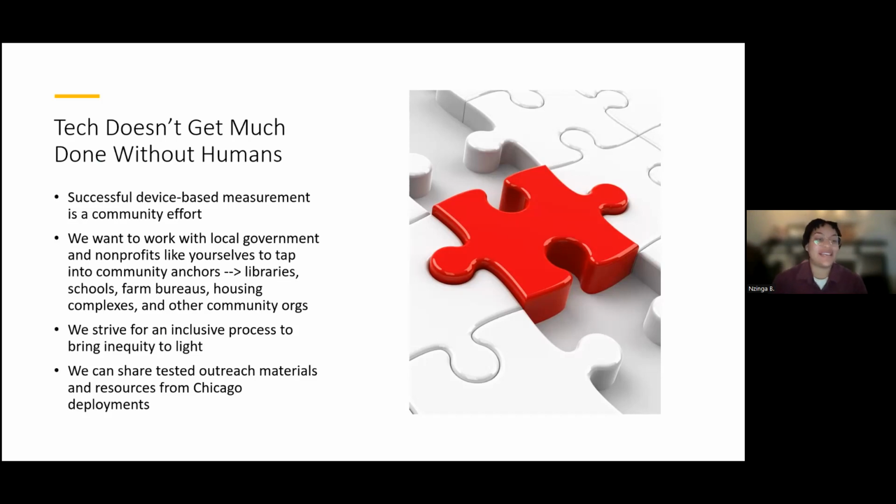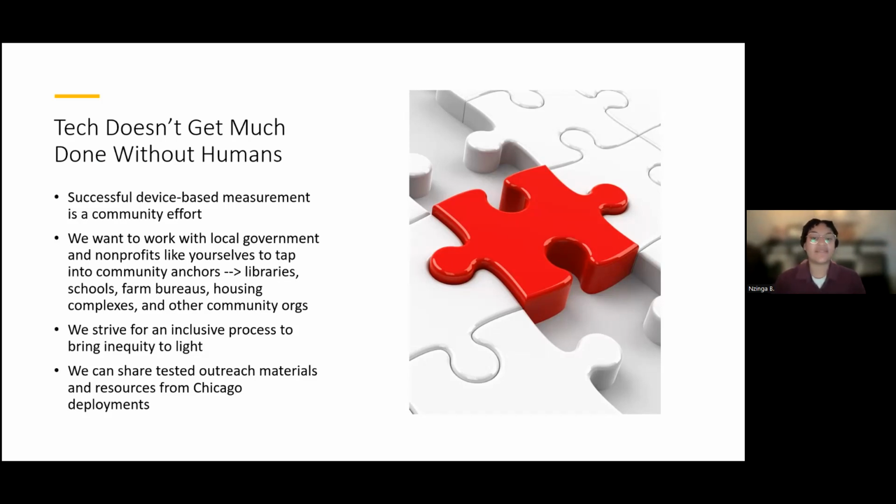So with all this being said, like Mark said, there's still the fact that tech doesn't get much done without human beings. This holds true for Netrix as much as any other piece of technology. So in order for us to have a successful deployment of Netrix devices, capturing all the data that we need for these BEAD challenges, we really do need our communities.